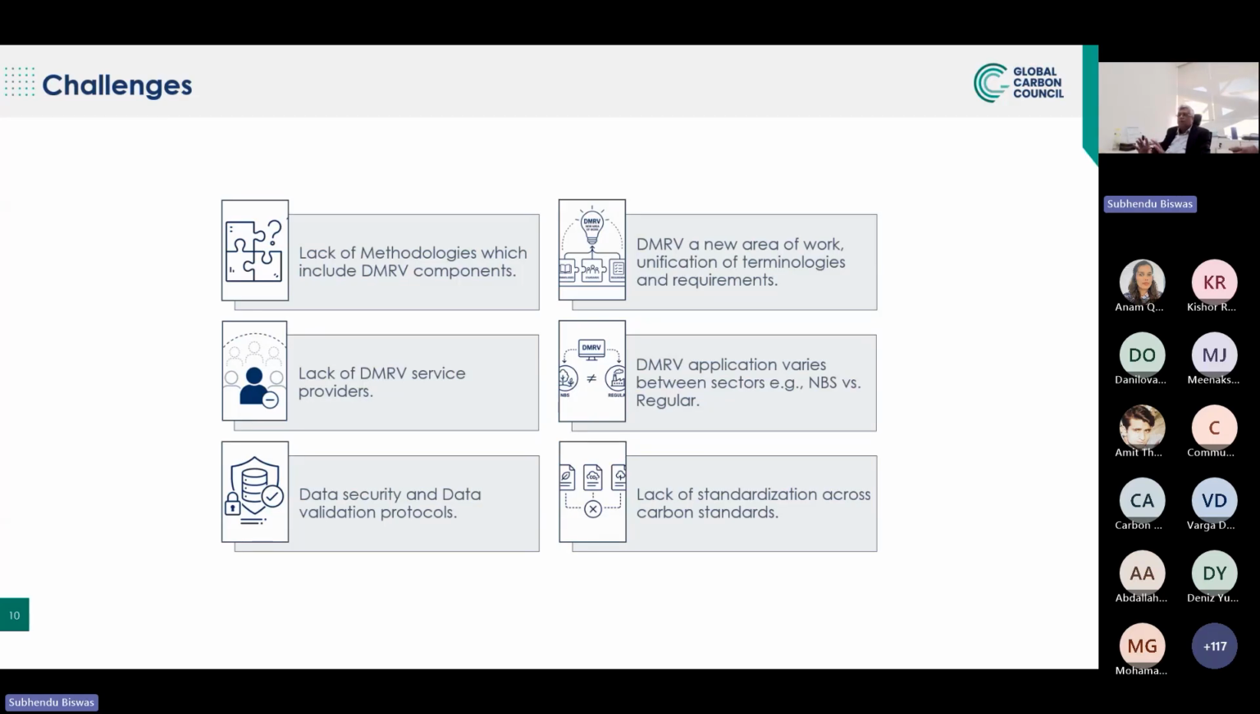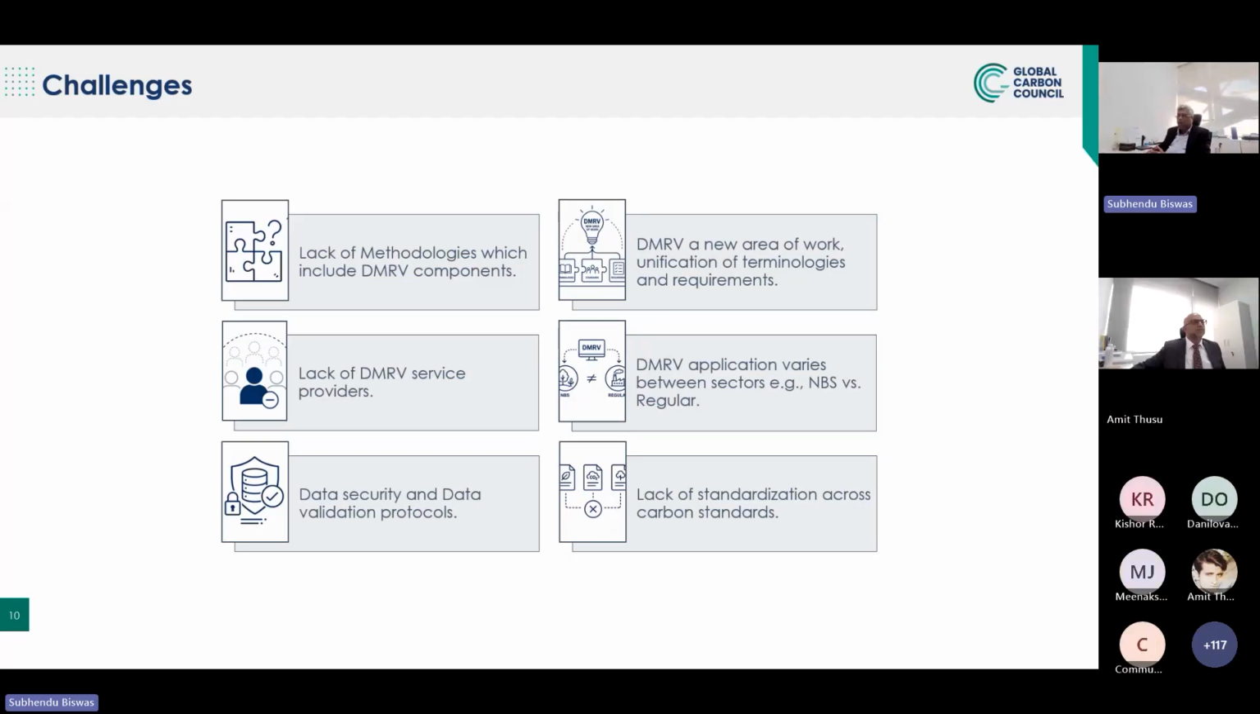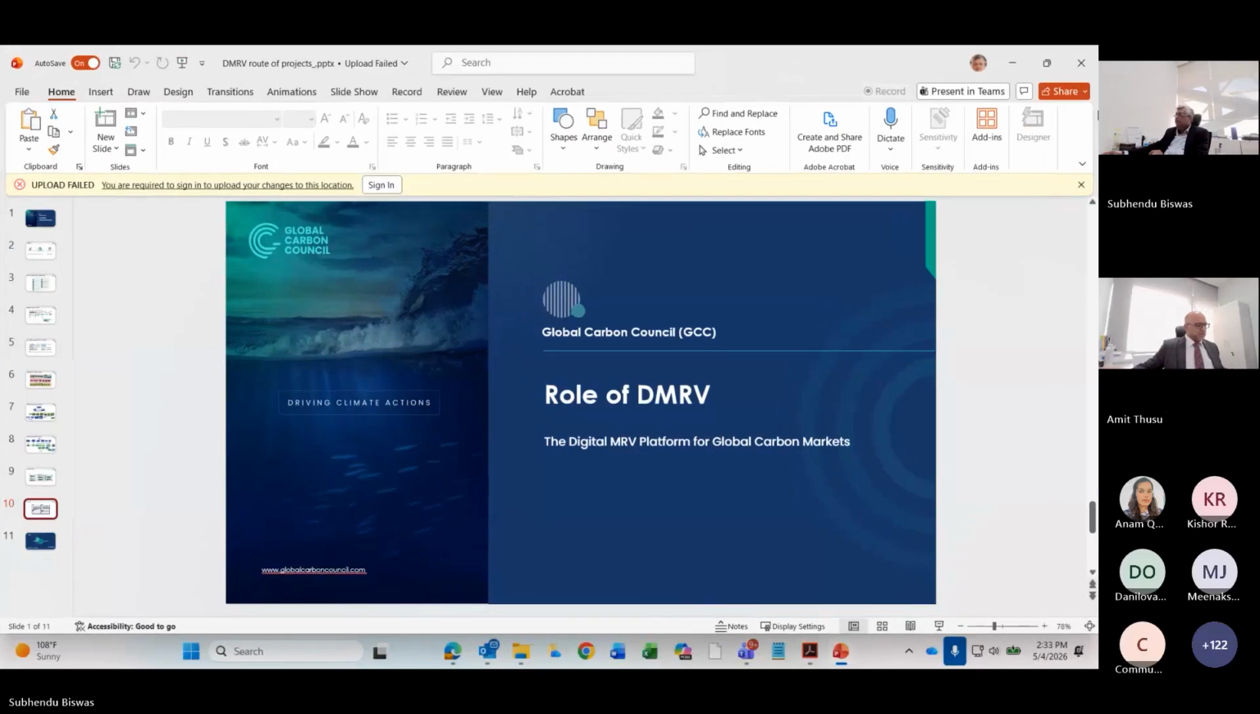So I'll stop here on the first part, of how we look at DMRV and how DMRV might help us in this whole process. Thank you. Thank you, Shubhendu.